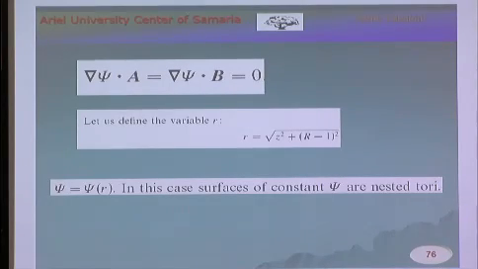But now I'm going to do something else. I'm going to introduce a new variable, which is a small r. Now, this small r is really a radius of a torus, which is centered about a circle with r equal 1 and z equals 0. I assume that psi is a function of r. So you have surfaces of constant psi which are nested tori.